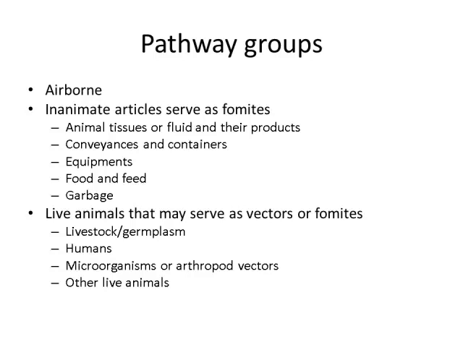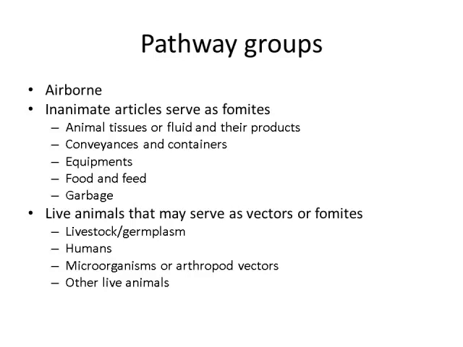But inanimate articles, so that could be animal tissues or fluid and their products, conveyances and containers, equipment, this is such stuff as used farm equipment, veterinary equipment, those types of things, food and feed, garbage. We deal a lot with regulated garbage. Not everybody recognizes that, but that is definitely a possibility for exposure.